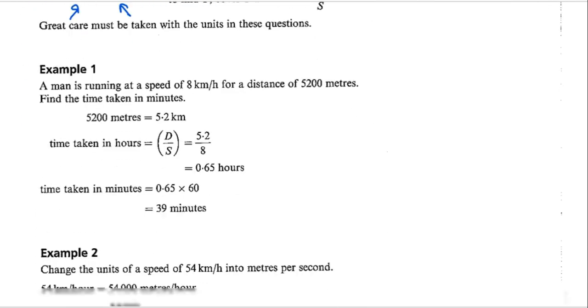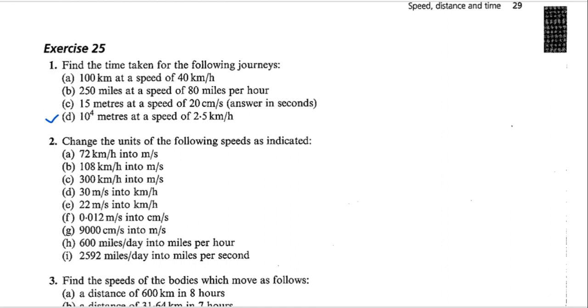Now let's solve some math. For number 1D, we have 10 to the power 4 meters at a speed of 2.5 kilometer per hour. We need to find the time. If we want to find the time in terms of hours, we need to convert this meter into kilometer. So 10 to the power 4 means 10,000 meter, and for converting this into kilometer, we need to divide this by 1000. So we'll have 10 kilometer.